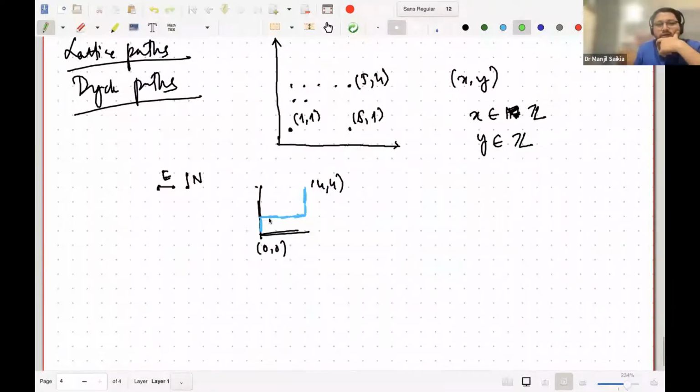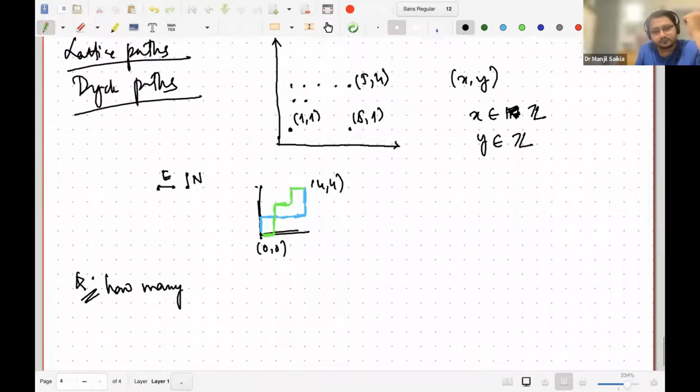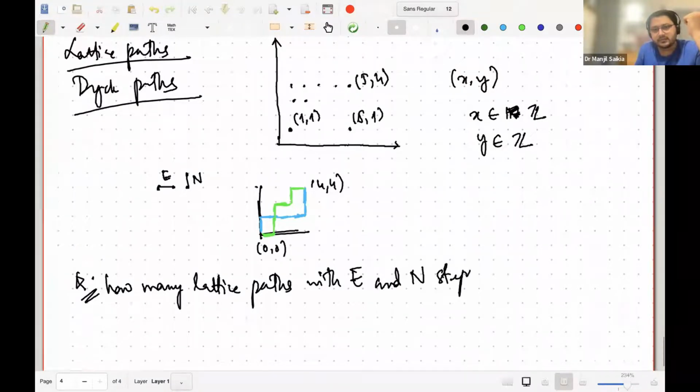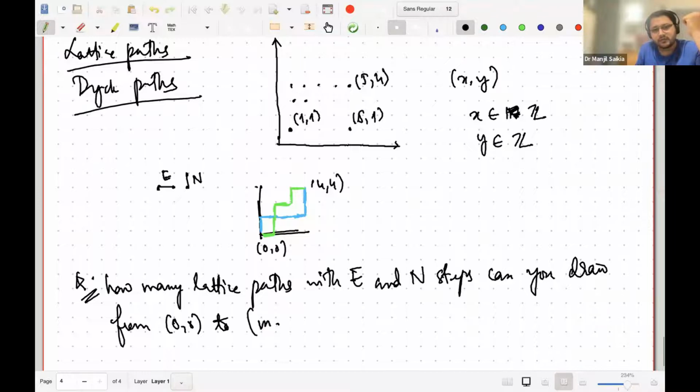I can also have a different path. In the first step, I can go east, then I go up, then I go east, go up, and then I go east again. So this red colored path is also a lattice path, and it is going from (0, 0) to (4, 4) as well. Now the question is, how many lattice paths with east and north steps can you draw from (0, 0) to (m, n)?